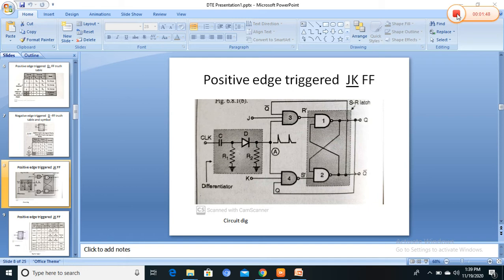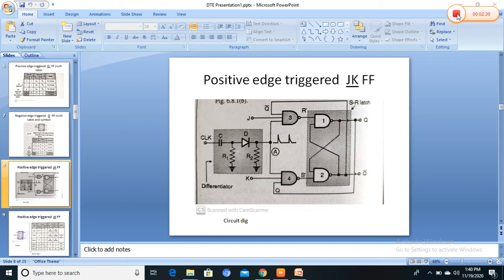In the clocked JK flip-flop, when the clock is at level 0 or 1, there is no change and the flip-flop is in a disabled condition. We study edge triggering, so only at the edge of the clock will the flip-flop change its output. When the clock has a falling edge, the flip-flop will not respond to change its output.